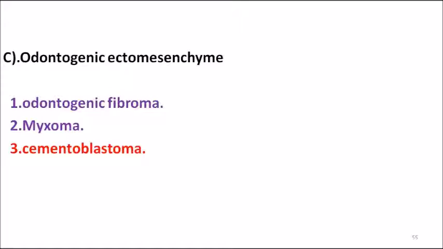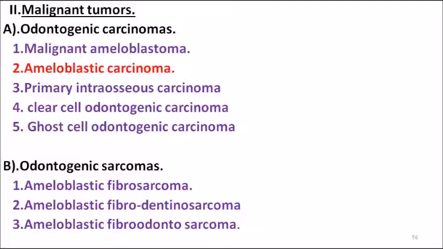Now coming to the third subdivision, here the origin is purely from the mother, only from the connective tissue, that is ectomesenchyme. Those are odontogenic fibromas, myxomas, and cementoblastomas. Clear? So benign tumors and malignant tumors is the main subdivision, and then under benign, they are again classified based upon the origin: purely from epithelium, from both epithelium and connective tissue, and purely from connective tissue. Clear?